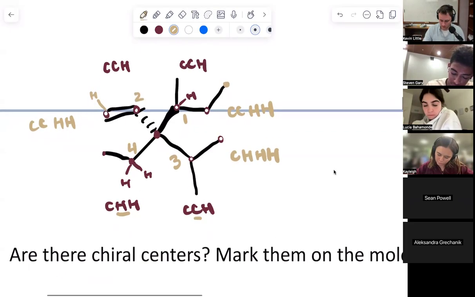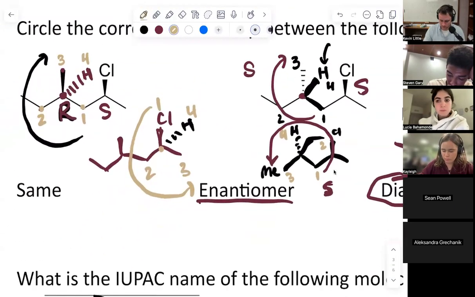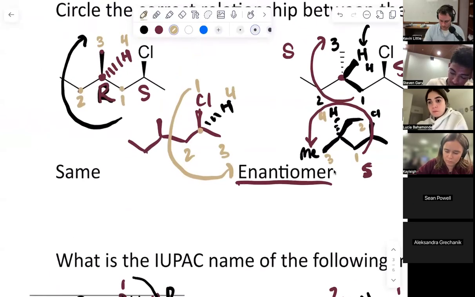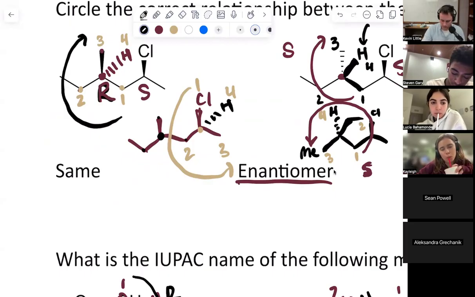Right. So if I go down to a little bit easier of a question, this chiral center, well, it's bound to three carbons and a hydrogen. So the hydrogen is automatically going to be my fourth priority.